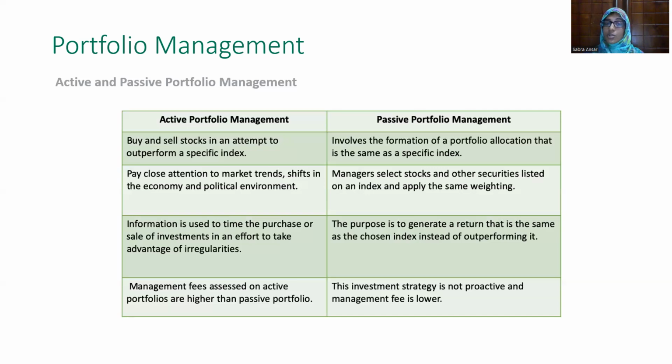So now let's look at active portfolio management. It basically says to buy and sell stock in an attempt to outperform a specific index. That happens in active portfolio management. However, in passive portfolio management, what happens is it will involve the formation of a portfolio allocation that is the same as a specific index.